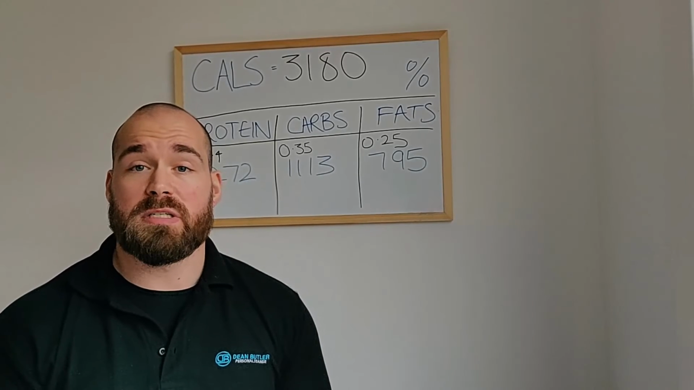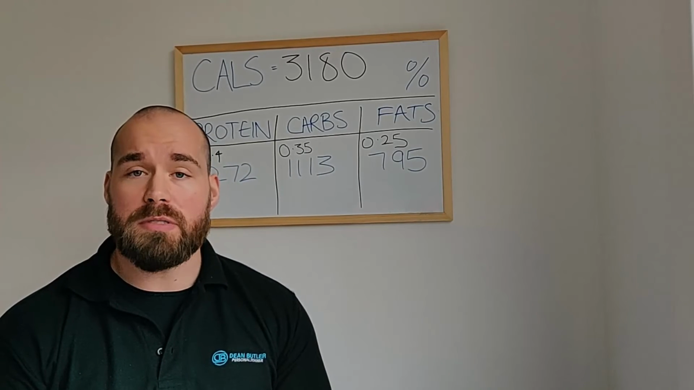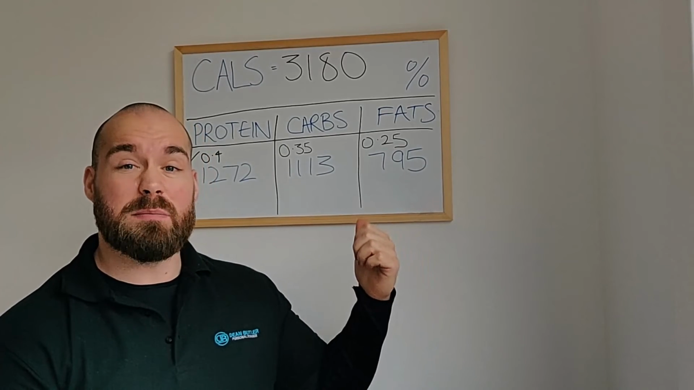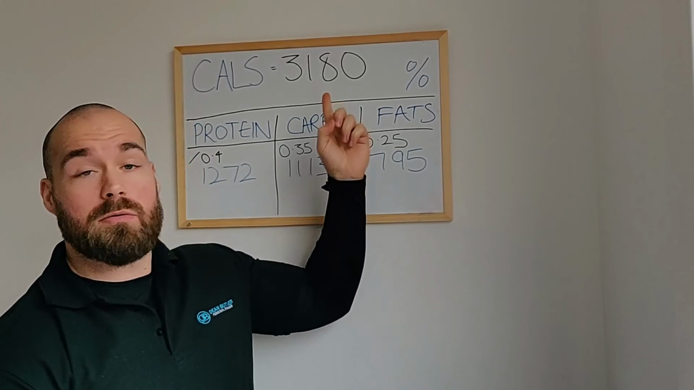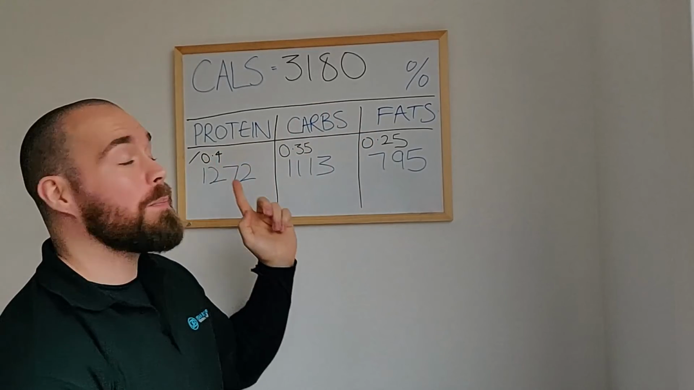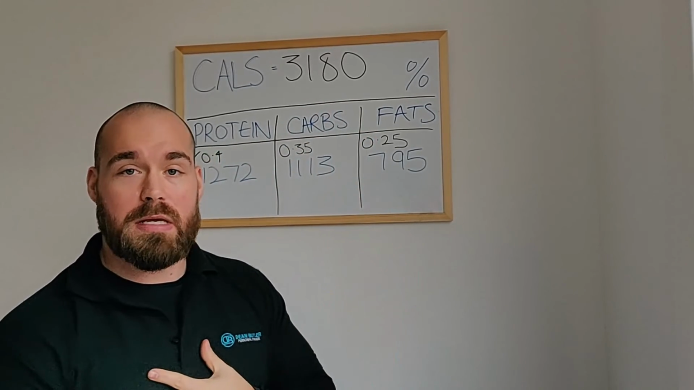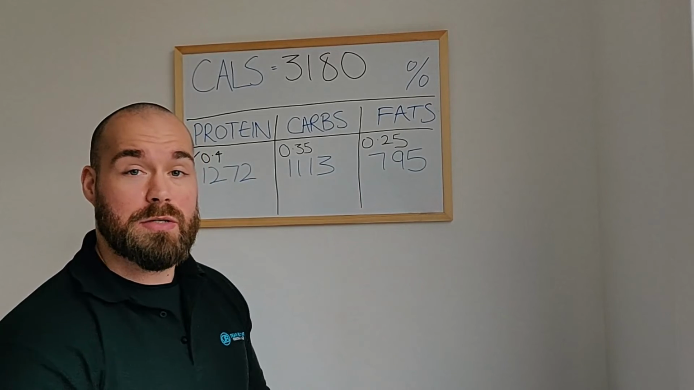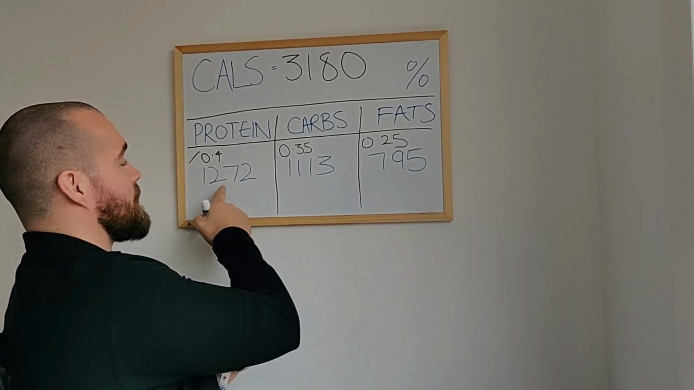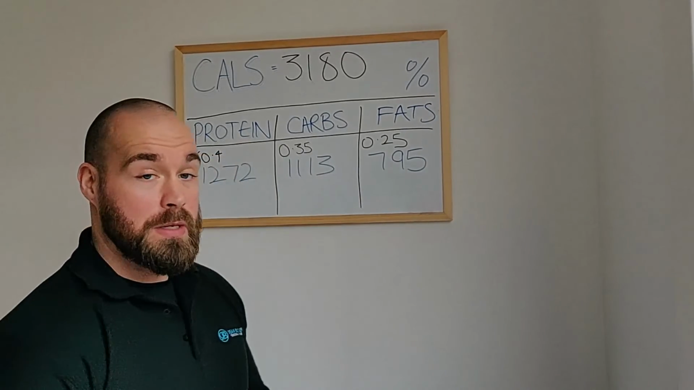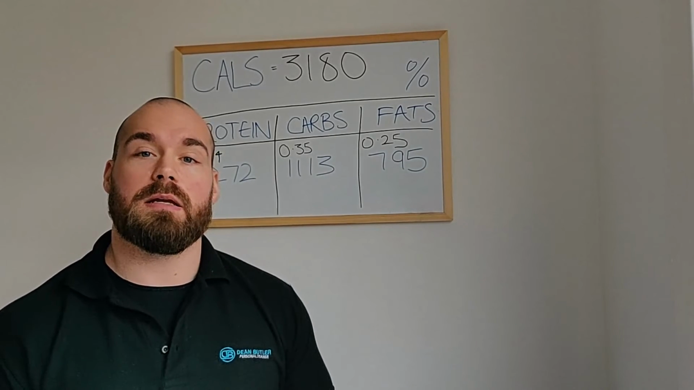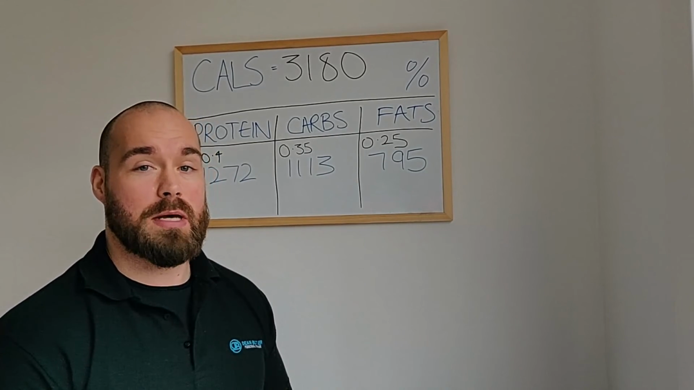So in order to get 40% of your calories from protein, you just need to times your overall calorie requirements by 0.4, which will give you 40% of that number. So for me, 40% of my calories comes to 1,272. So that's how many calories I'm going to need to get just from protein, okay?